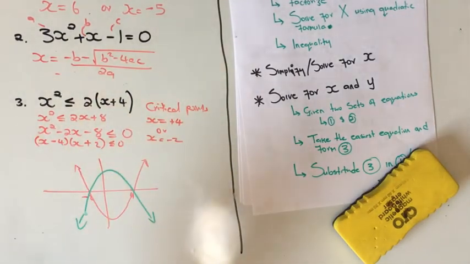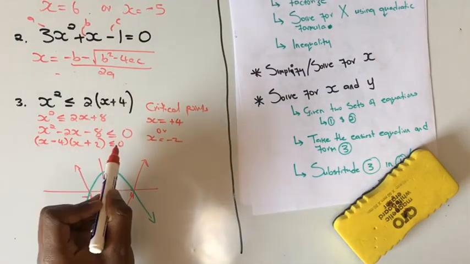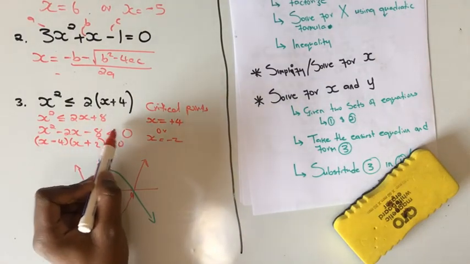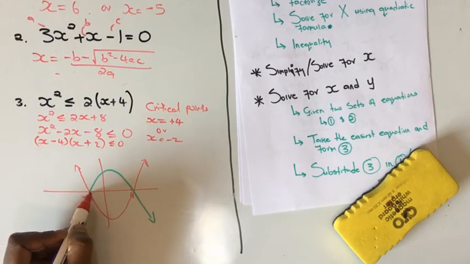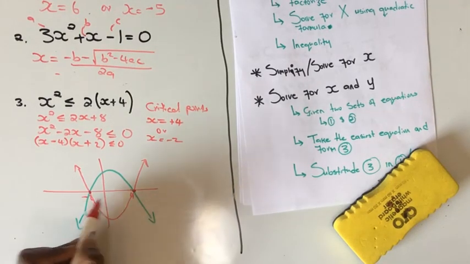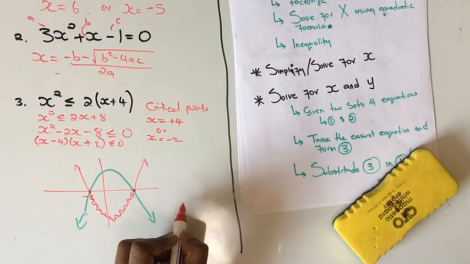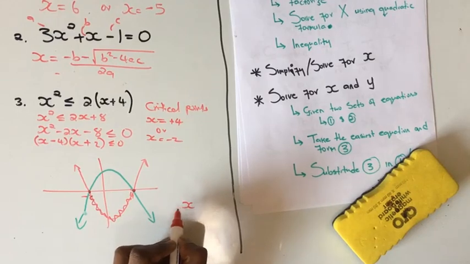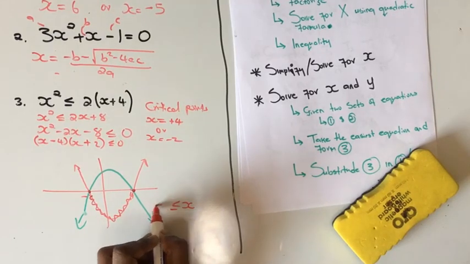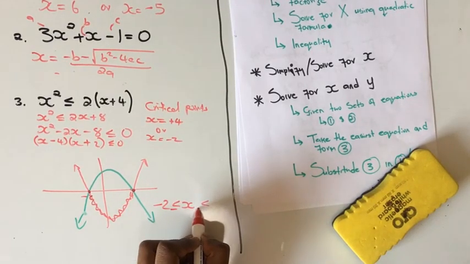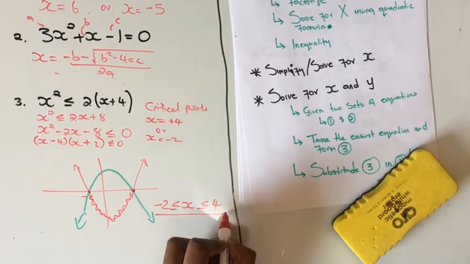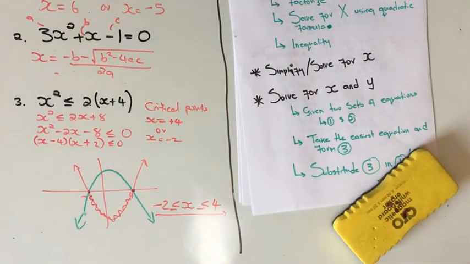Now they are interested in the values that are less than or equal to 0. We have found that the values less than or equal to 0 are going to be these ones here. So in conclusion, you can simply say your x is greater than or equal to -2, but less than or equal to 4. So that's your answer to that inequality.